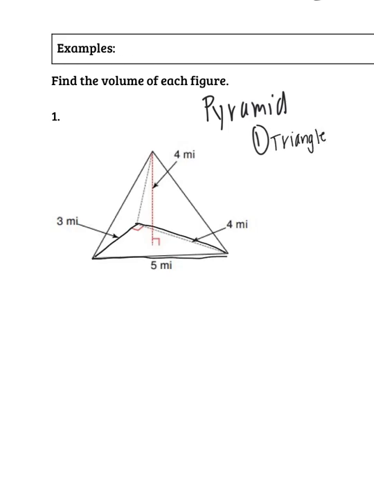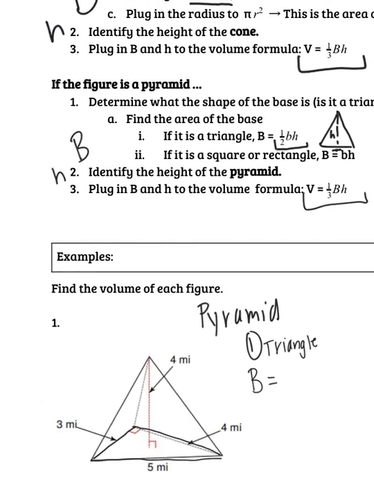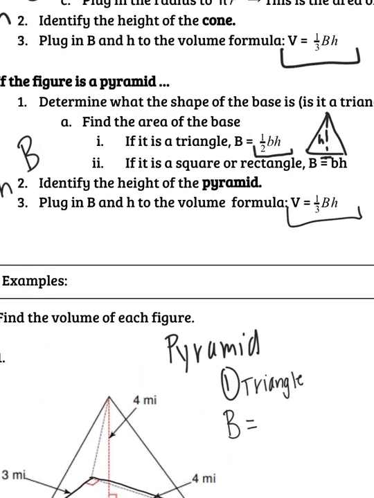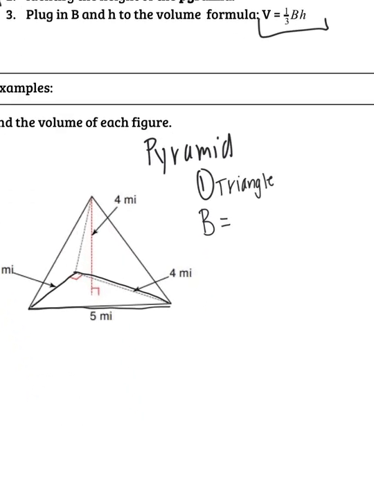And I need to find the area of the base, which is big B. What is the area formula for a triangle? That's what we need to ask ourselves. So if you forget, look back up at your steps. It's 1/2 base height, so I'm going to write that down. So I'm going to copy my 1/2.